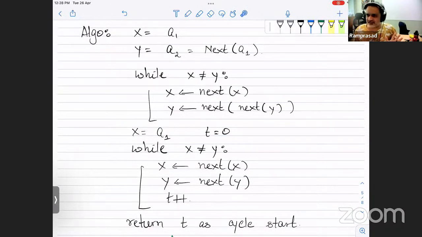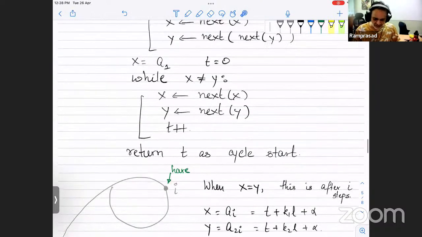Now notice here, at no point are you storing anything besides where the tortoise currently is and where the hare currently is. You don't need memory to get a sense of where all the tortoise has been or where all the hare has been. You just need two pointers in some sense. And okay, maybe one counter to figure out what this t is. It's a beautiful algorithm.